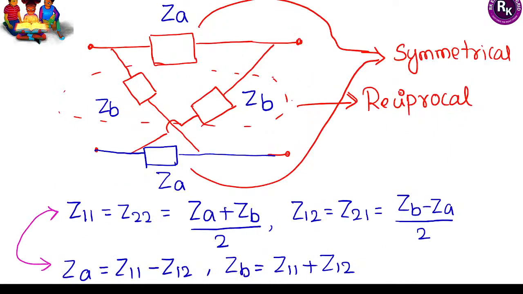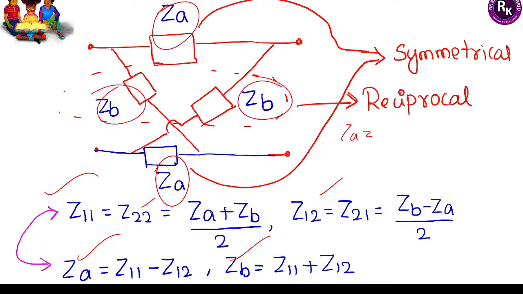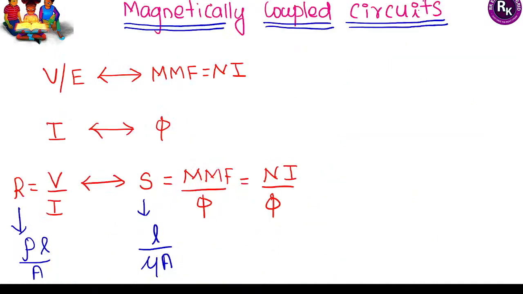Next, if some other type of network is given, a lattice network, what do you have to do? Same relations, I wrote them here already. Z11 and Z22 both will be the same, and Z12 and Z21 I wrote. From this, I also wrote the relations for how to calculate Za and Zb. Understood? If these two values become equal, I can say the network is symmetrical. If these two values become equal, then I can say your network is reciprocal. Those are the conditions and observations.